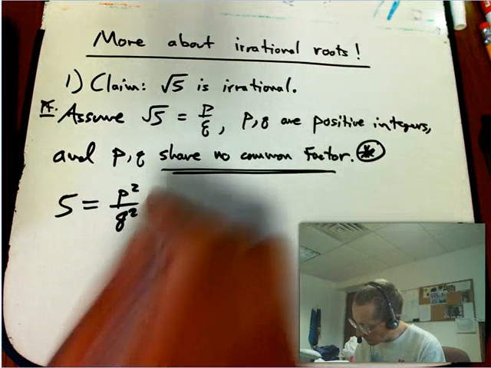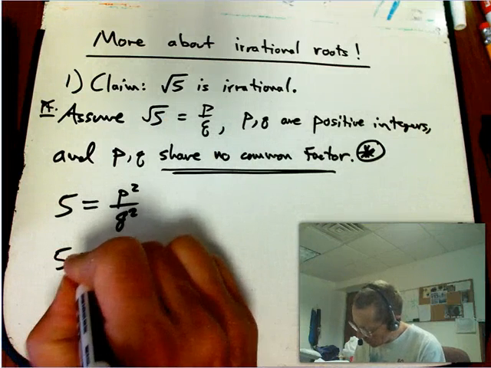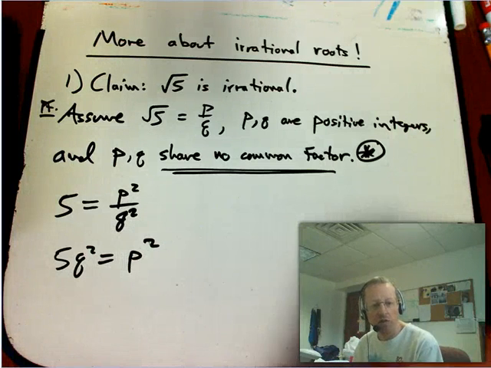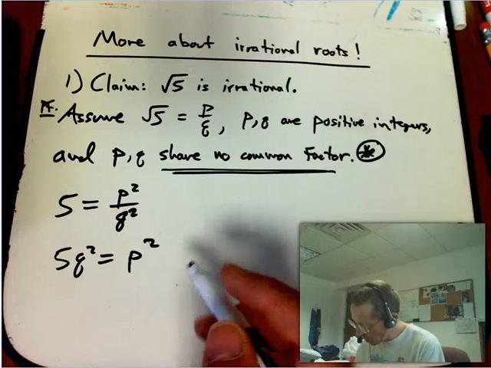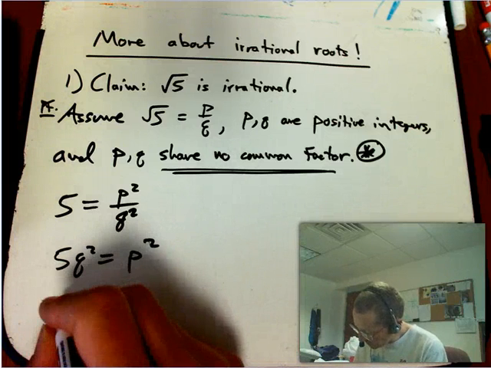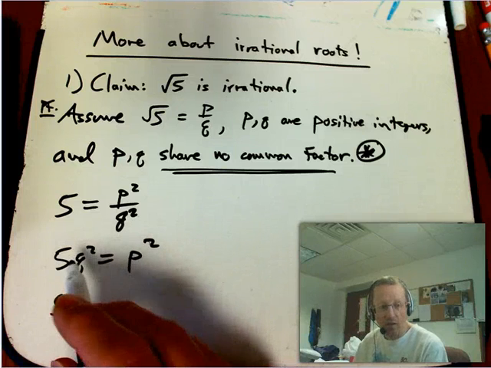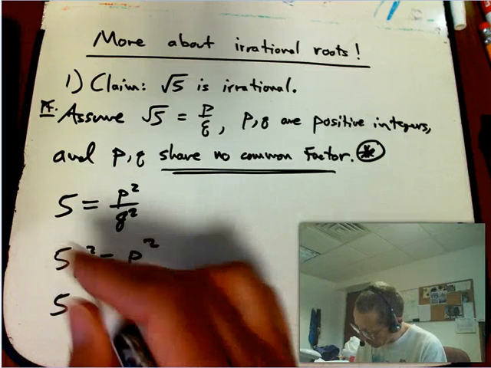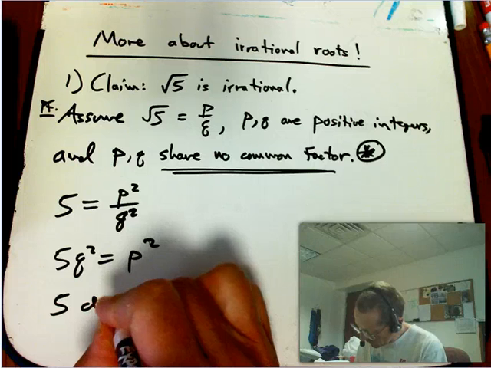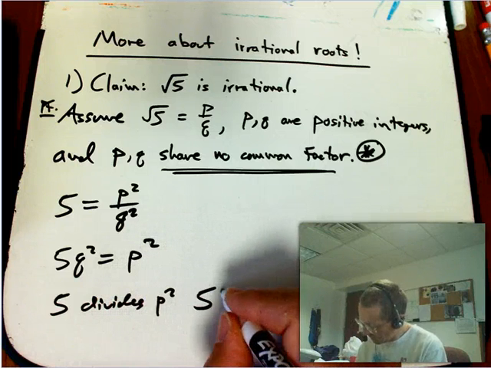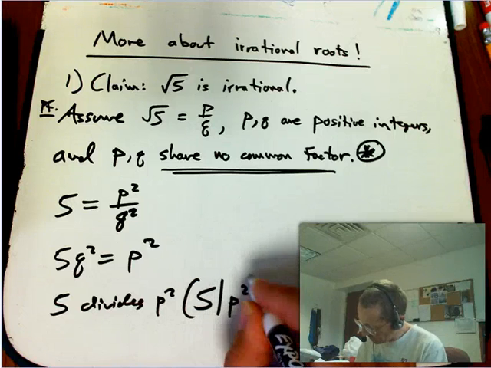Okay, so I'm not going to star that as a worrisome thing. Well, let's clear the fraction because that's much easier to deal with than things that aren't fractions. So 5q squared is equal to p squared. In other words, we've written p squared as something times 5, an integer times 5. So 5 divides p squared. Remember the notation for that is 5 vertical bar p squared.